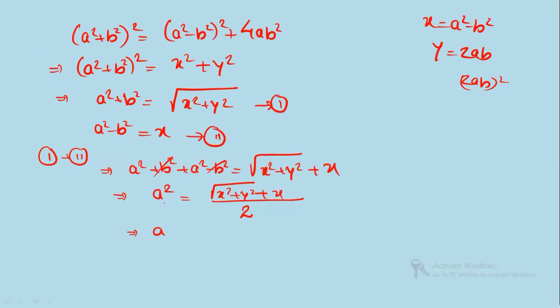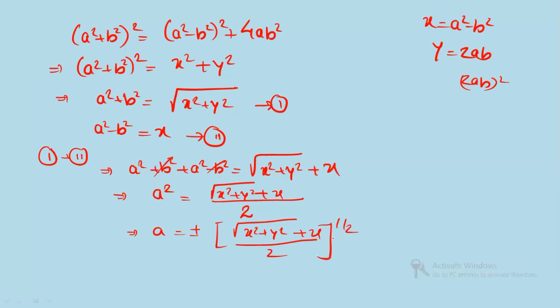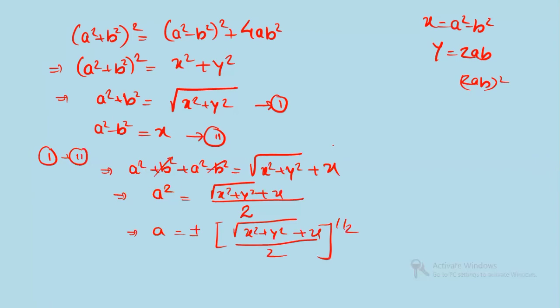So now taking the square to the right hand side, you will have plus minus. Here you will have root over x square plus y square plus x, the entire term, divided by 2. The root is there, so I have written it as 1 by 2. So this is the value of a. Similarly, you can find b also.